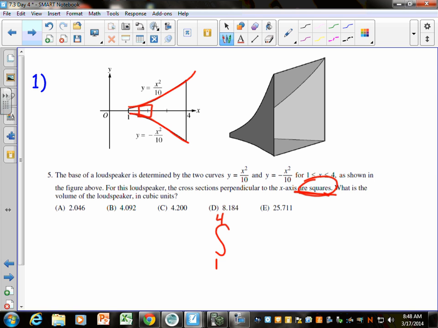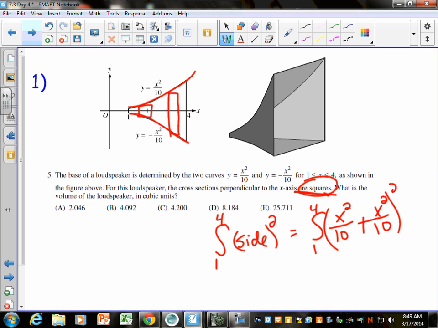Let's pretend we do it like we did before. If I drew this in as a rectangle instead of a square, do you see how it's this function minus this function? There's no hole going on there, just top minus bottom. But what's different? Instead of being a cylinder where we do pi r squared, we're just going to do the side squared, which just means we take top minus bottom, or x squared over 10 minus negative x squared over 10, all squared. And I don't need pi, right? Because pi is not part of a square.